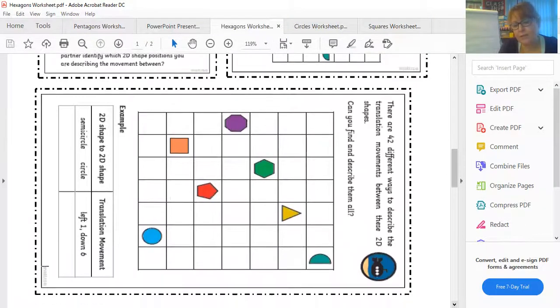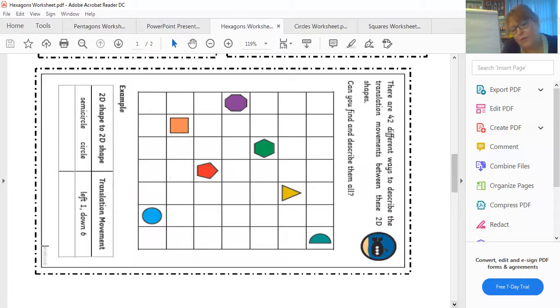And then I had to turn this question around. Obviously, you'll need to cut these out and stick them in your book to fit it on the page. It says there are 42 different ways to describe the translation movements between these 2D shapes. Can you find and describe them all? So you're going to do this, I'm pointing with my finger again. You're going to do this here. You're going to do the table, and you're going to write which shape you're starting with and which shape it's going to, and you're going to write that translation. Okay, so there are 42 different ones. Can you find them all? That's your challenge on the last question.